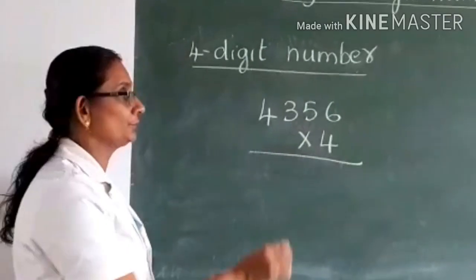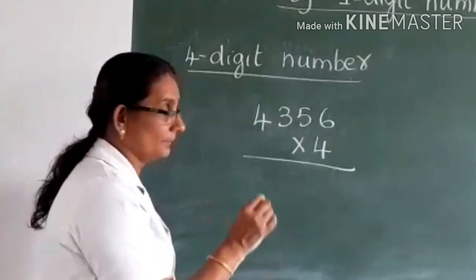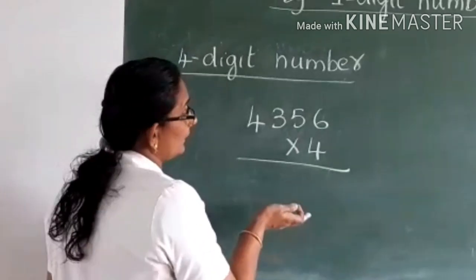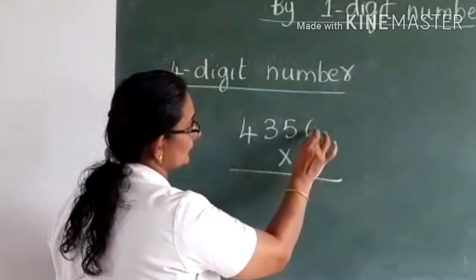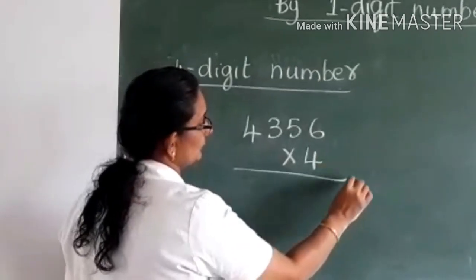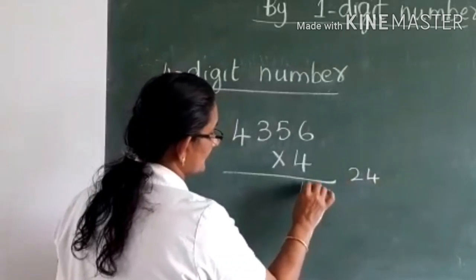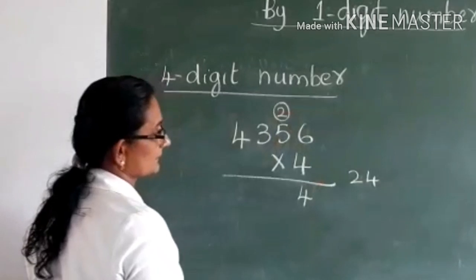Now let me show you another example of multiplying a 4-digit number by a 1-digit number. So you remember how we have to do it? Yes. First we have to multiply 4 with the digit in the ones place. 4 into 6 is equal to 24. So 4 is written here and 2 is carried to the tens place.